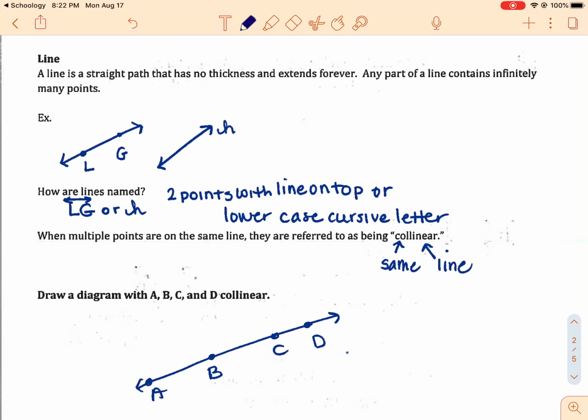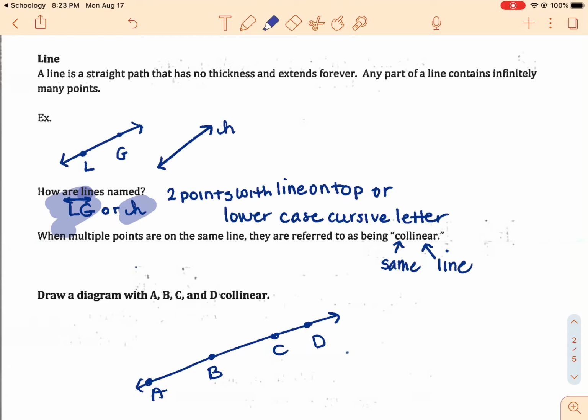You could either name them like so, two capital letters with the line above it, including the arrows on both sides, or we could name it with a lowercase cursive letter, like the letter H.